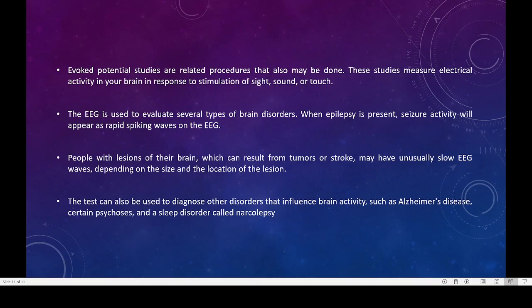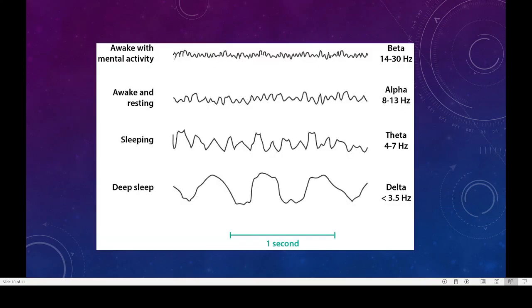EEG tests can also be used to diagnose disorders that influence brain activity, like Alzheimer's and certain types of psychosis. Psychosis means a mental problem. And there is a sleep disorder known by the name narcolepsy. Narcolepsy means the person may not be getting proper sleep. So these are some of the different types of brain problems that can be measured or detected using the EEG.